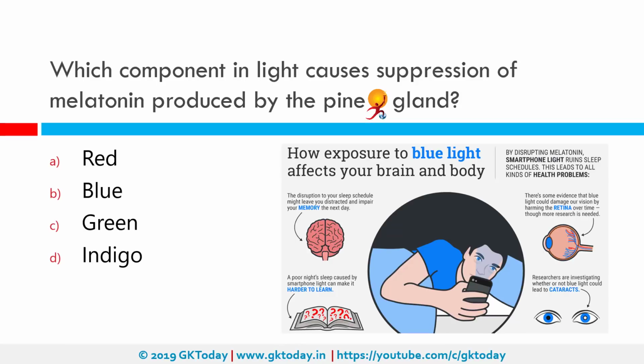Which component in light causes suppression of melatonin produced by the pineal gland? Correct answer is blue light. Research has found that exposure to blue light suppresses the production of melatonin more than any other type of light. It is believed that the shorter wavelengths in blue light cause the body to produce less melatonin because the body is more sensitive to this type of light.